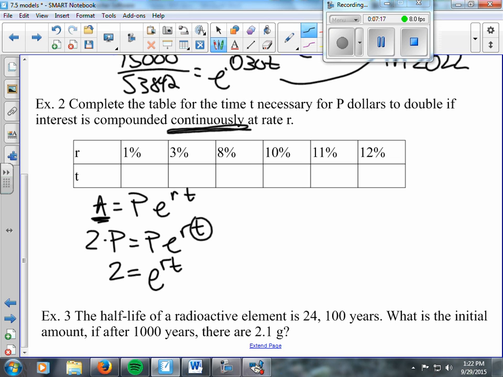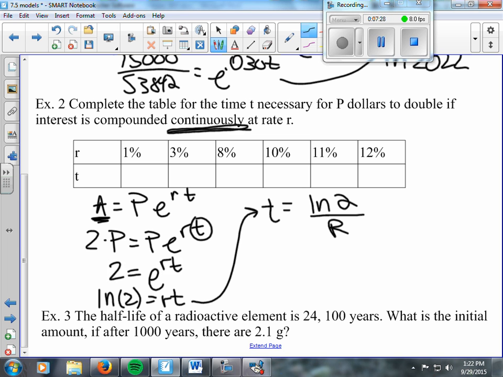I'm going to eliminate the exponential by taking the natural log of both sides. And then when I solve for my time, I get t equals the natural log of 2 divided by r, where r is an interest rate. So I would put that in as a decimal. And so now you can fill in this column.